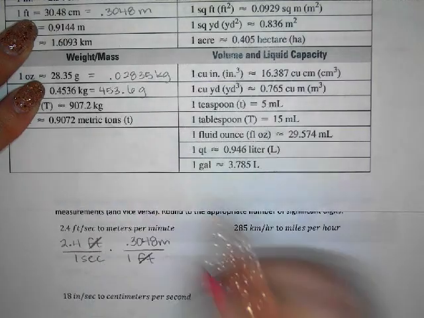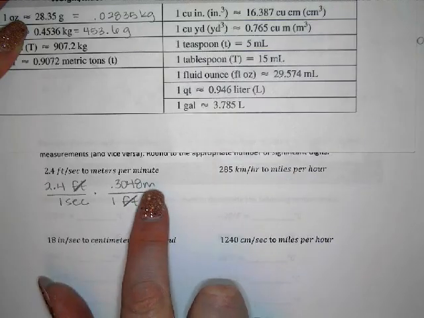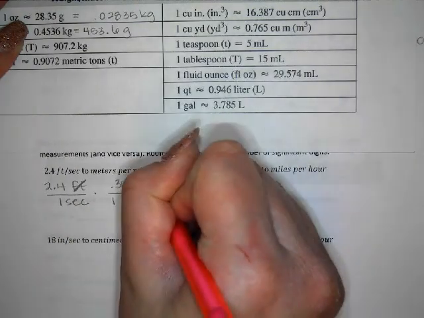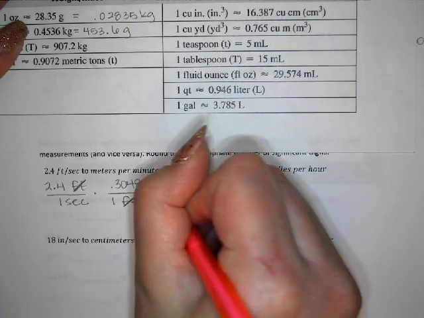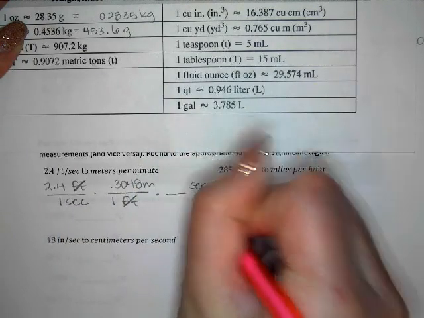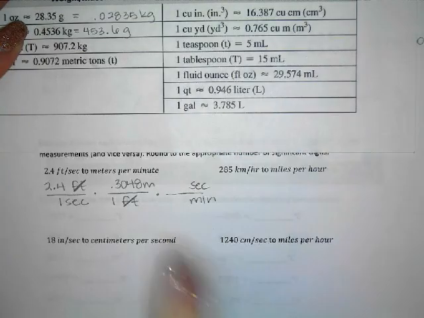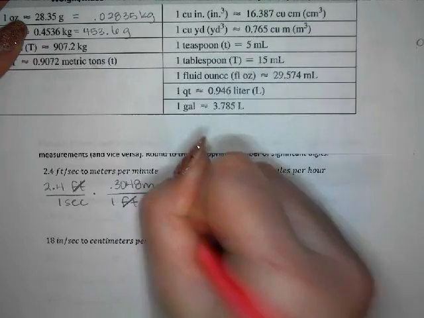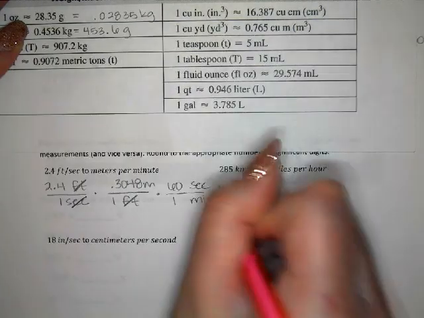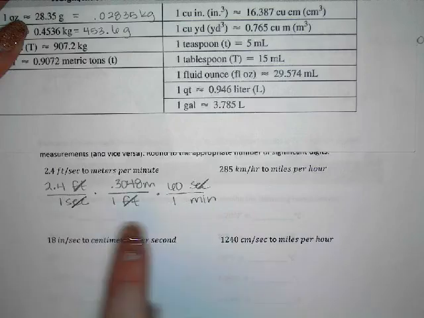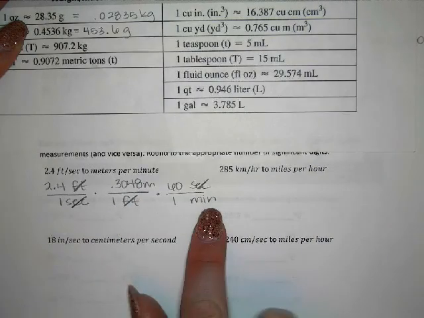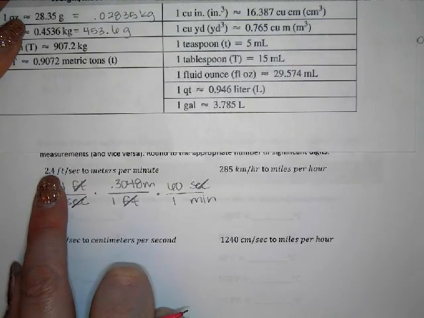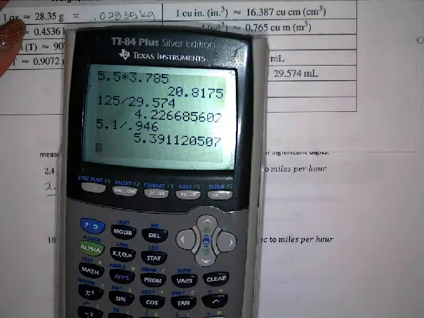Once I do that conversion, I'm going to have units of meters per second. Now I need to convert into minutes. So I need to get rid of the seconds, and I need to introduce the minutes. And so there are 60 seconds for 1 minute. And so that will cancel out the seconds and introduce the minutes. And then I'll end up with units that are meters per minute. And so that will be correct. My final answer for significant digits should have 2 significant digits. So 2.4 times 0.3048 times 60.